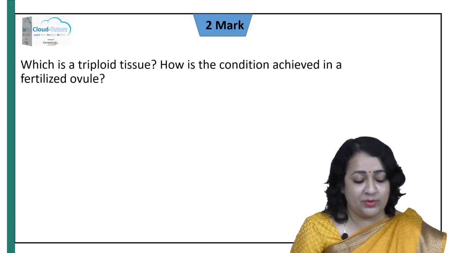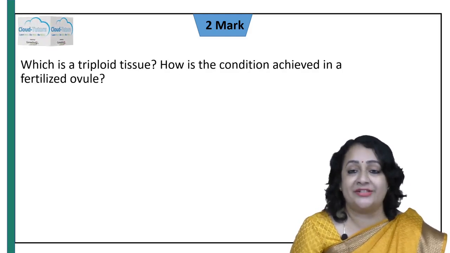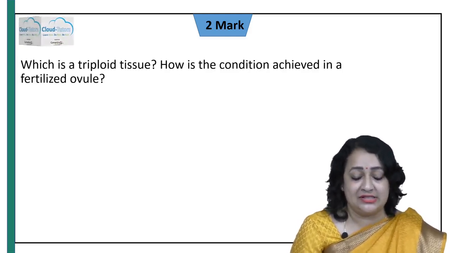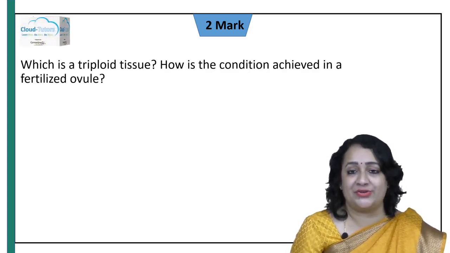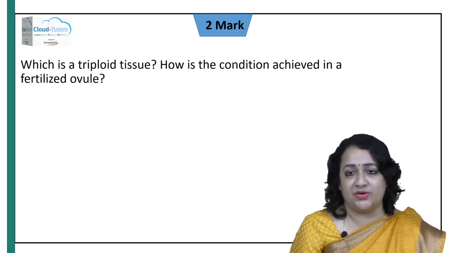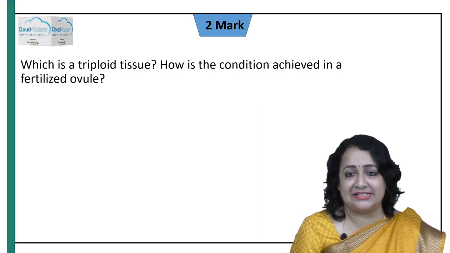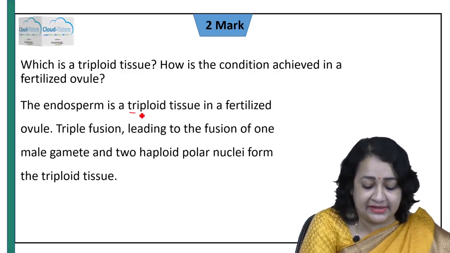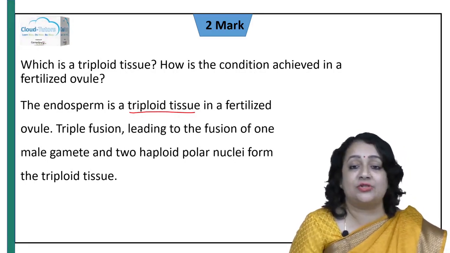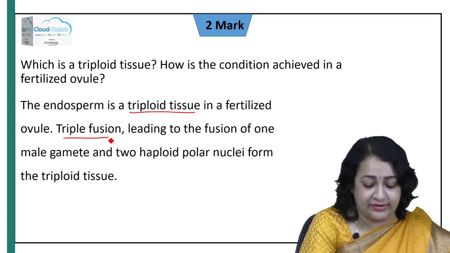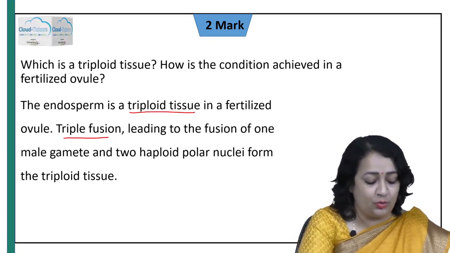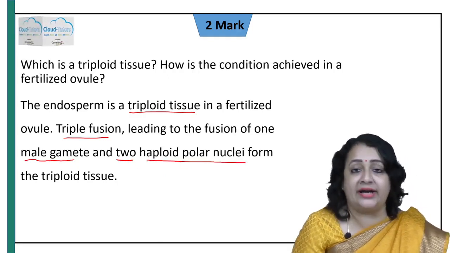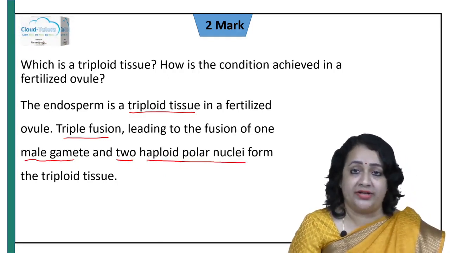Next we have a 2-mark question here. What is a triploid tissue? How is the condition achieved in a fertilized ovule? So first, what is triploid tissue? We are talking about the endosperm, which is formed during the double fertilization. The endosperm is the triploid tissue in the fertilized ovule. The triple fusion, leading to the fusion of 1 male gamete and 2 haploid polar nuclei, will form the triploid tissue.